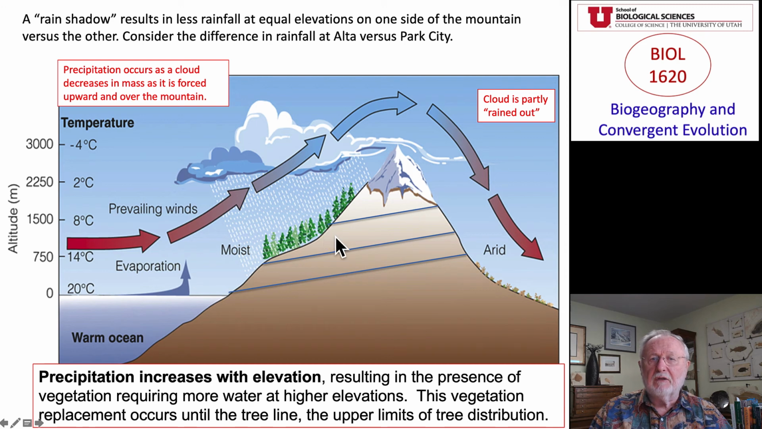So that if we were to draw distribution limits for each species, we would see that on the dry side, the Park City side of the mountain range, the lower distribution limit of a species is higher in elevation than it is on the west or front range side of the Wasatch Mountains.